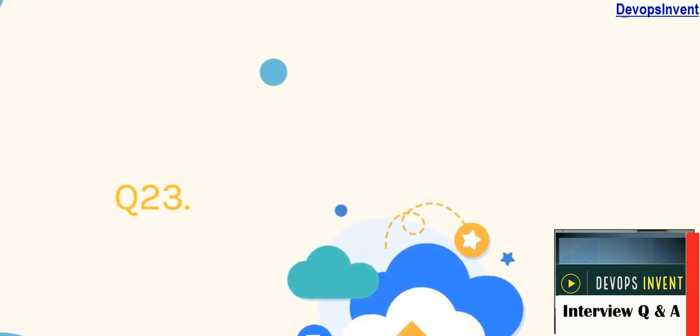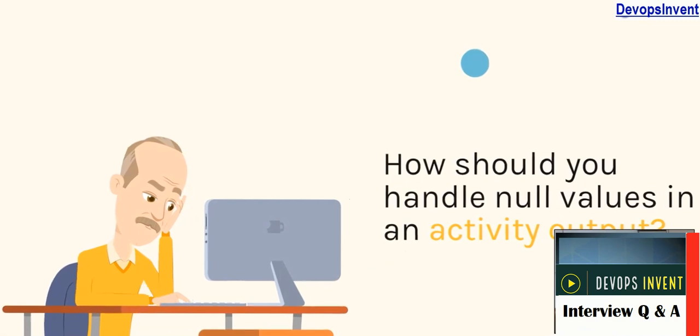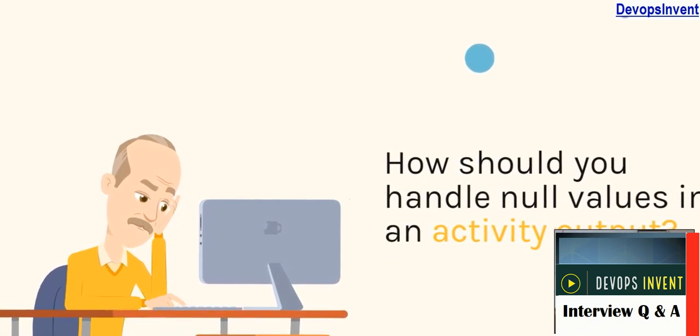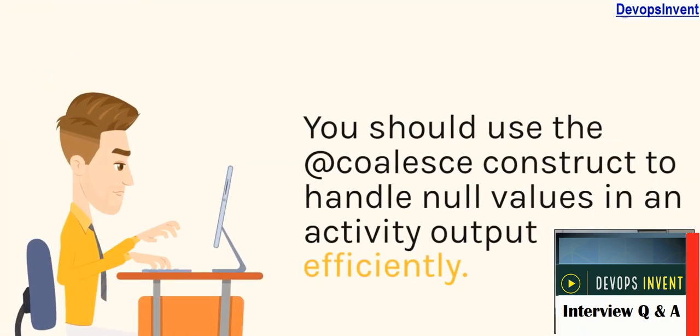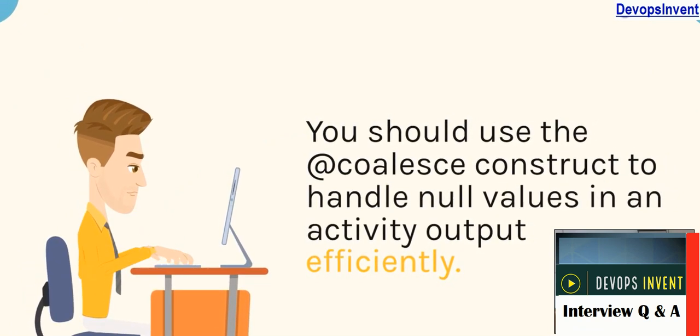Q23. How should you handle null values in an activity output? You should use the @coalesce construct to handle null values in an activity output efficiently.